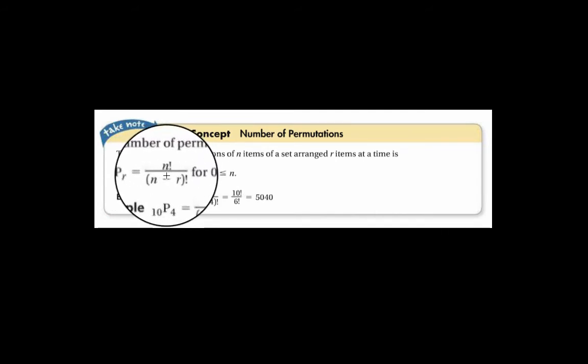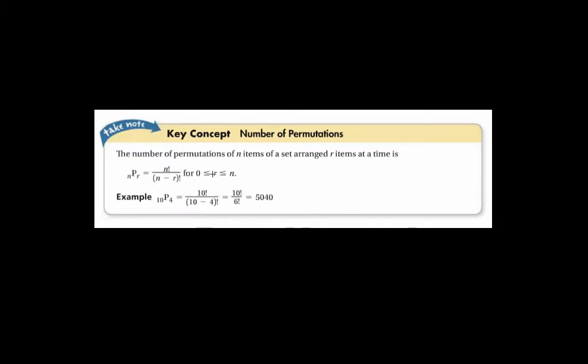We have n factorial over the quantity n minus r factorial. We have this condition here that says r has to be between 0 and n. r could equal 0. r could equal n, but r cannot be greater than n. And if you think about that, it should make sense, because if we have n total items, we can't choose more than that to arrange them. So r has to be less than or equal to n. So here's an example.